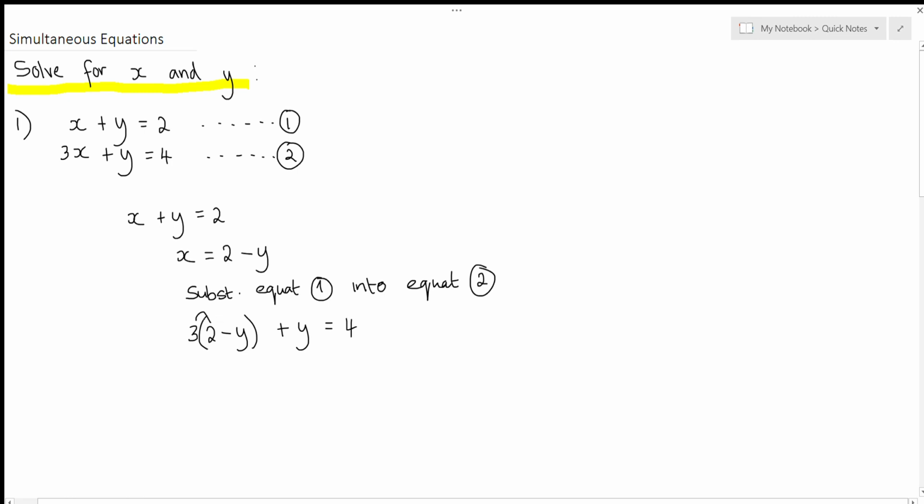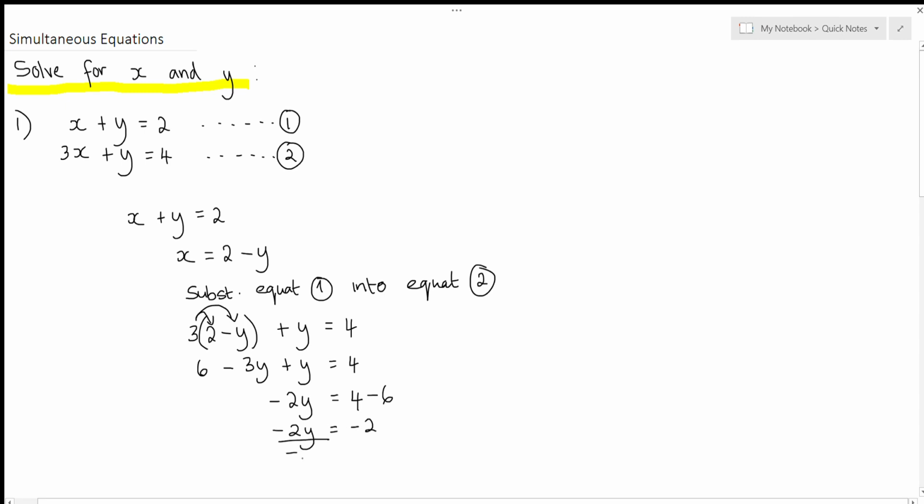Now we're going to multiply out. So here we have 6 minus 3y plus y equal to 4. On the left hand side, I have negative 3y plus y, which will give me negative 2y. And on the right hand side, I have 4. So I'm going to move 6 across. So it's plus 6, I'm going to minus 6 on the left hand side, therefore minus 6 on the right hand side. So here I'm going to have negative 2y equal to negative 2.